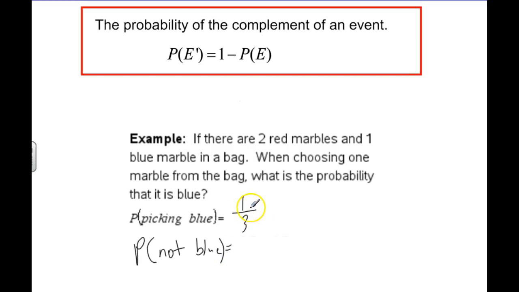There's a 1/3 chance of picking blue. If there's 2 red and 1 blue, there's a 2/3 chance of not picking blue. So these 2 things add up to 1 or 100%. Picking blue, not picking blue, they'll add up to 100% every time. That's why the probability of an event plus the probability of its complement always add up to 1, or 100%. And that's what this is saying. And sometimes on a very difficult problem, we'll actually use this theorem to help us out. That's the end of the lesson today.